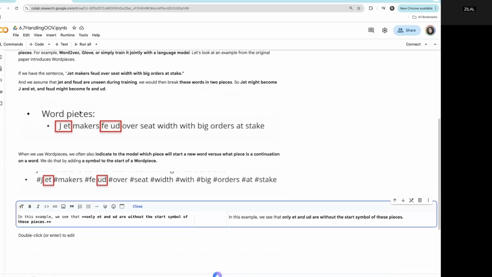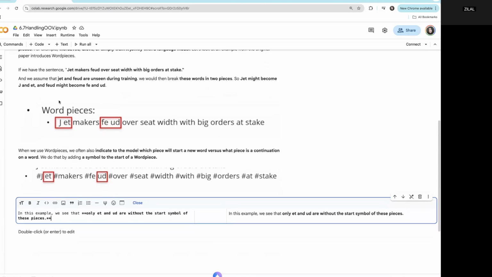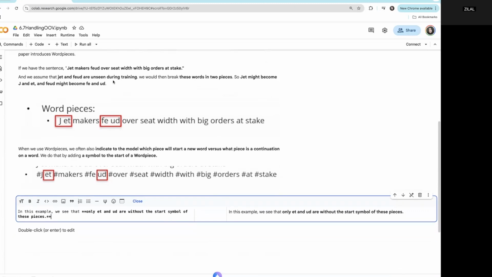If we have the sentence, "Jet makers feud over seat with big orders at stake," and we assume that jet and feud are unseen during training, we would then break these words into two pieces. So jet might become j and et, and feud might become fe and yud.